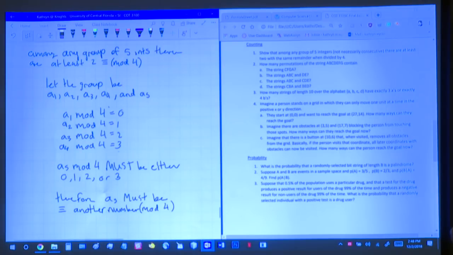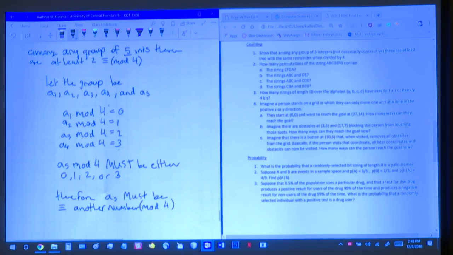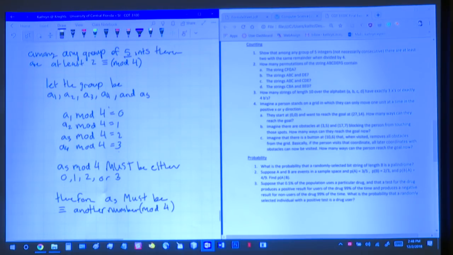Another question that you might get related to the pigeonhole principle is how many integers would you need to include in a group to get where at least 2 are equal or equivalent mod 4, and that would just be 5 for the same reason. It's basically how many can we go before we get an overlap. So that's all we need to really say for this problem.